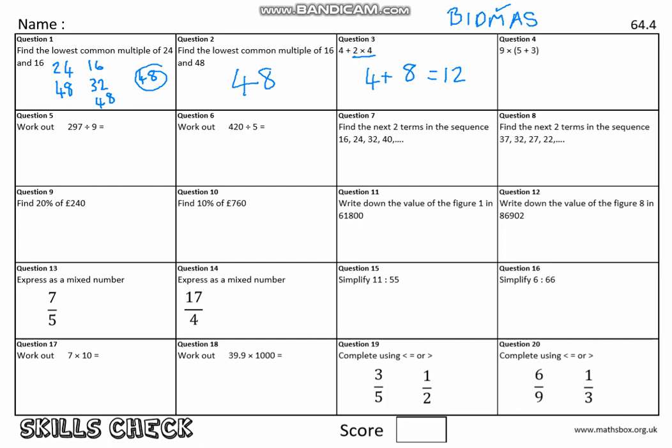Okay, next one then. So brackets, well, we do have brackets, so we're going to do 5 plus 3 first, which is 8. And then we can do the multiplication, which is all that's left. So that means you're left with 9 times 8, which is 72. So your answer is 72 for that one. Okay, so it's always good to use these skills.